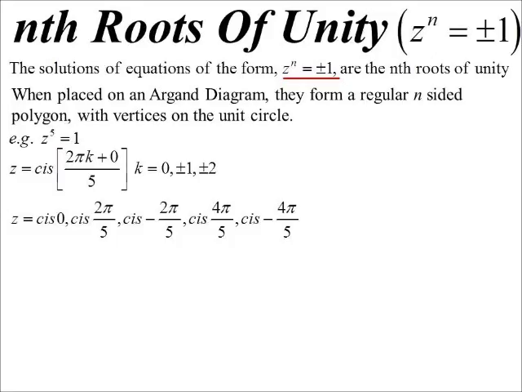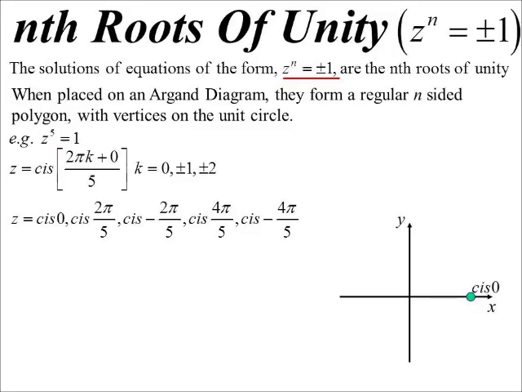Cis 0, which is, of course, 1. Well, that makes sense because 1 to the power of 5 is indeed 1, so that's going to work. Cis 2 pi over 5, its conjugate, cis minus 2 pi over 5. Cis 4 pi over 5, and its conjugate, cis minus 4 pi over 5. So if I was to plot these, there's 1, or cis 0.